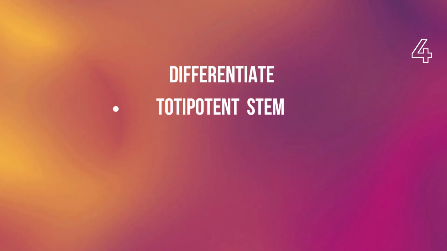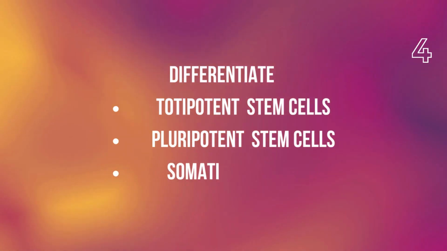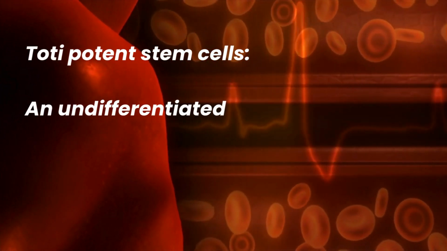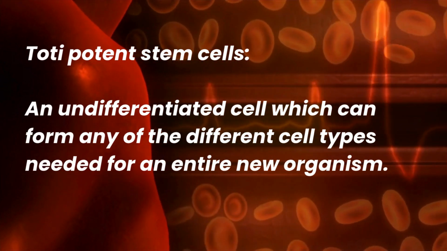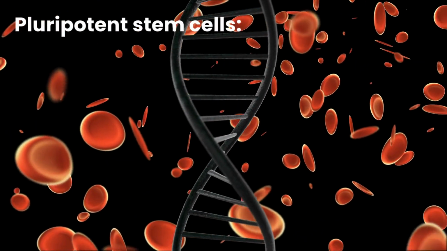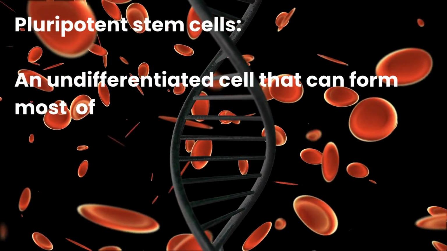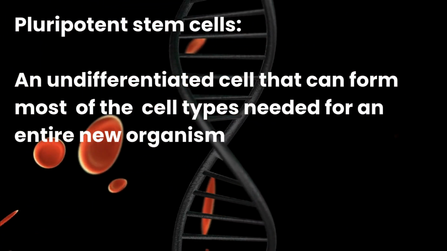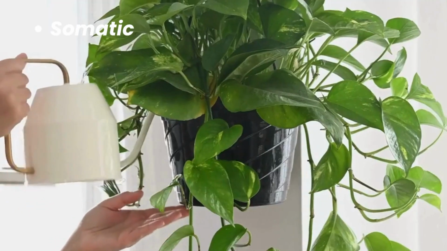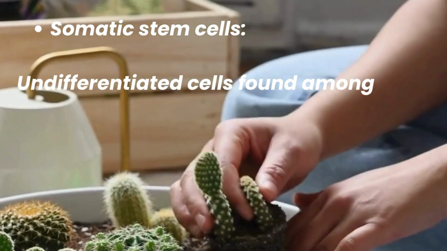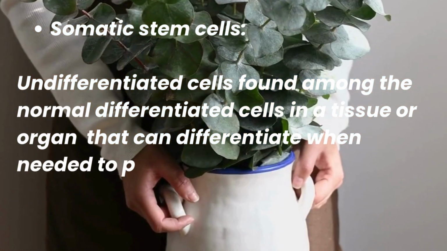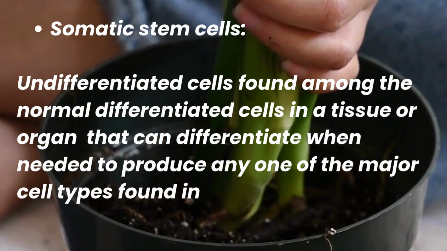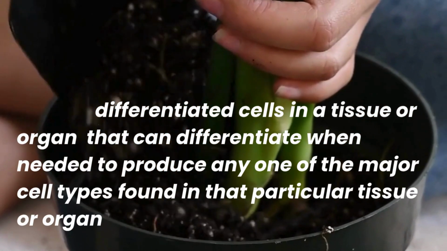Differentiate 1. Totipotent cells, 2. Pluripotent cells and 3. Somatic cells. Totipotent stem cells, an undifferentiated cell which can form any of the different cell types needed for an entire new organism. Pluripotent stem cells, an undifferentiated cell that can form most of the cell types needed for an entire new organism. Somatic stem cells, undifferentiated cells found among the normal differentiated cells in a tissue or organ that can differentiate when needed to produce any one of the major cell types found in that particular tissue or organ.